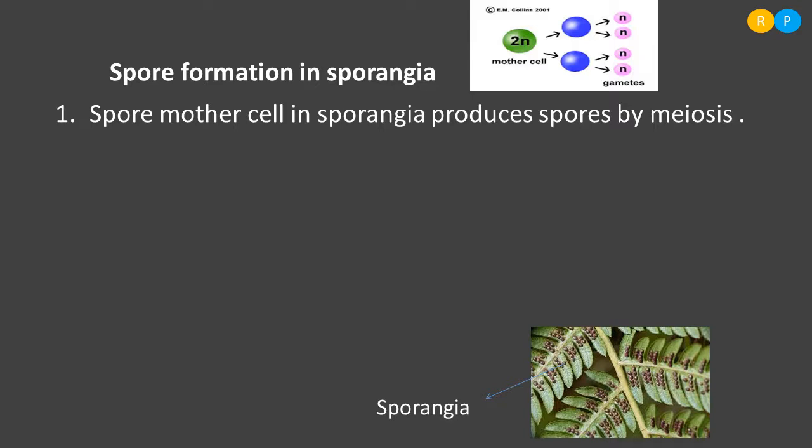Only n number of chromosomes will be present in the final gametes formed here. So those are actually haploid spores. Understood? So the spore mother cell within the sporangia undergoes meiosis, that means a reductional division. As a result of reductional division, a number of spores will be produced. Those spores are haploid spores.